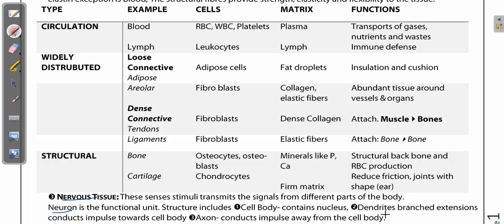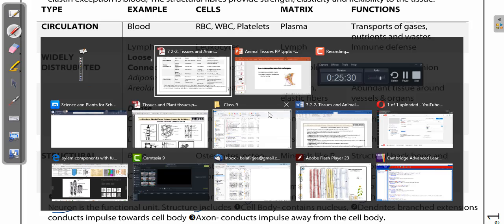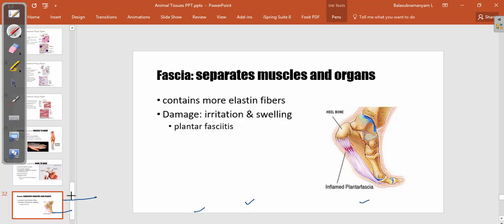You can see three different structures here. One is the cell body, the dendrite, and then the axon. So these three regions will have major functions. So let me explain you through the animation. Sorry, through the image.